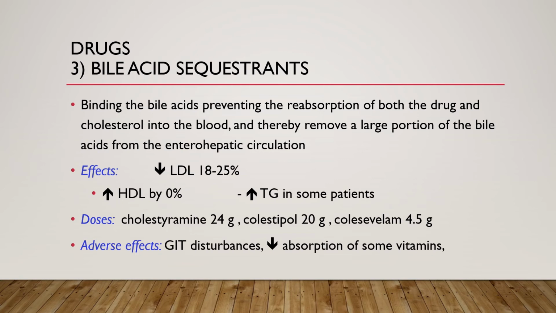The doses: cholestyramine 24 gram, colestipol 20 gram, and colesevelam, which is a synthetic type of bile acid sequestrant, 4.5 gram. The last one is better tolerated than the previous two. Their adverse effects are some sort of GI disturbances. They decrease the absorption of some vitamins. We propose treating the GI disturbances by giving a very low dose at the start and giving the drug with an ample amount of fluid, then increasing the dose gradually so that the patient does not develop GI disturbance.